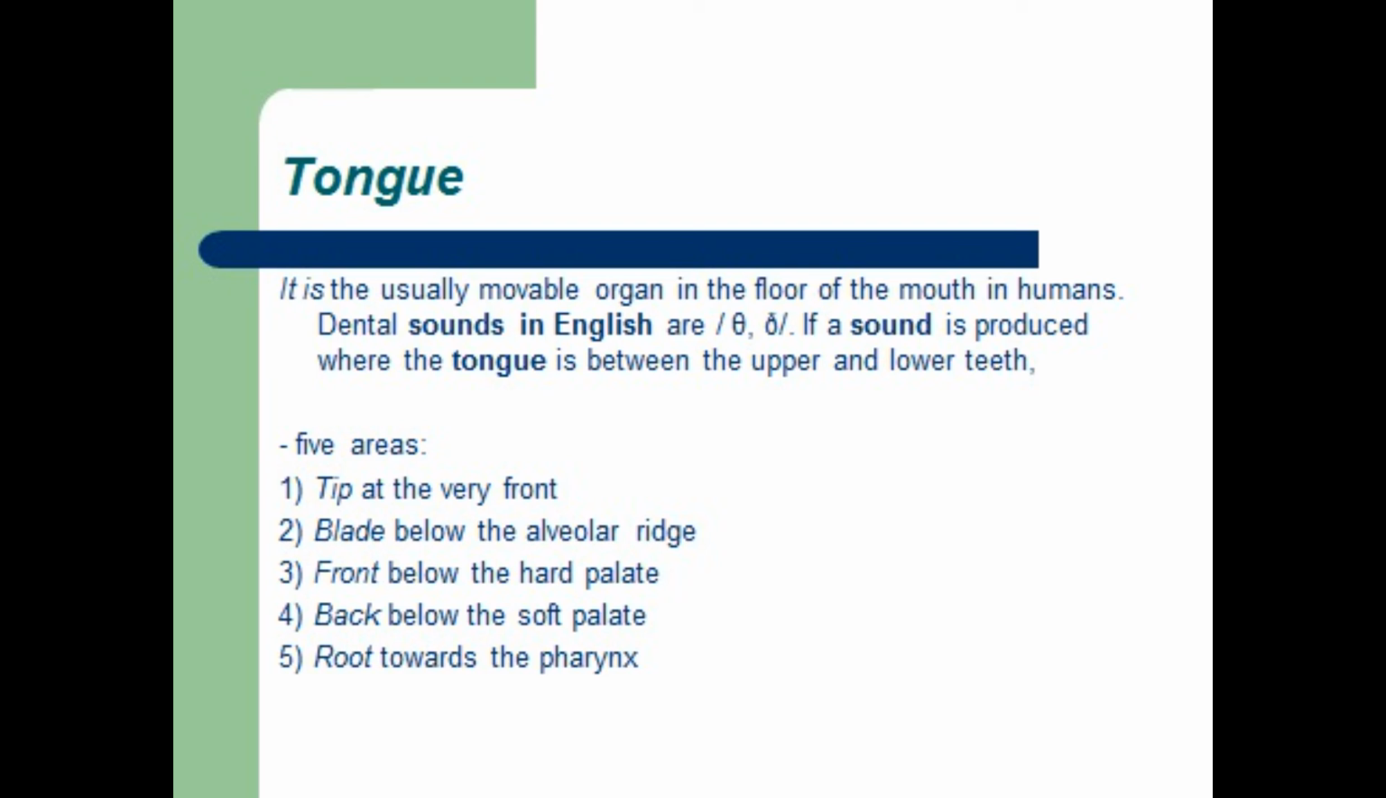Dental sounds in English, for example th, are produced in the mouth, if a sound is produced while the tongue is between the upper and the lower teeth. As we mentioned, we have th. We have five areas in the tongue: the tip of the tongue at the very front, the blade of the tongue below the alveolar ridge, the front of the tongue below the hard palate, the back below the soft palate, and the root of the tongue towards the pharynx.